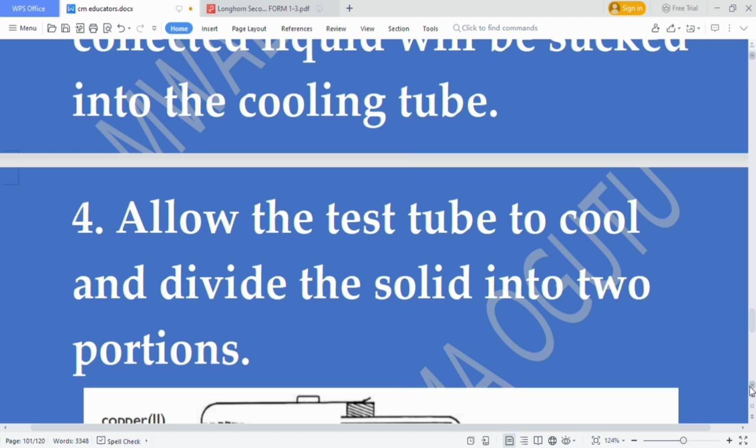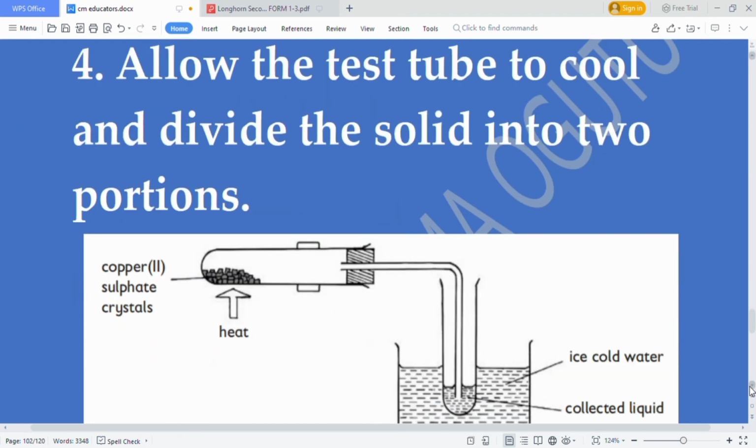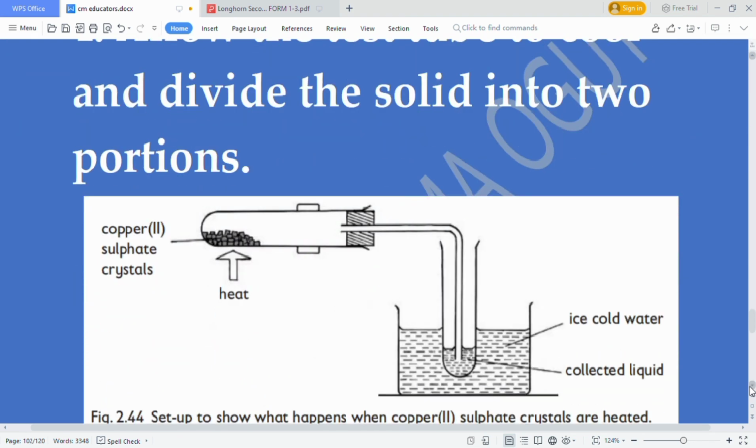Now this is how the apparatus will be. So we are saying that this delivery tube, we remove it while still heating, to prevent the liquid that you have obtained from being sucked back into the cooling tube.